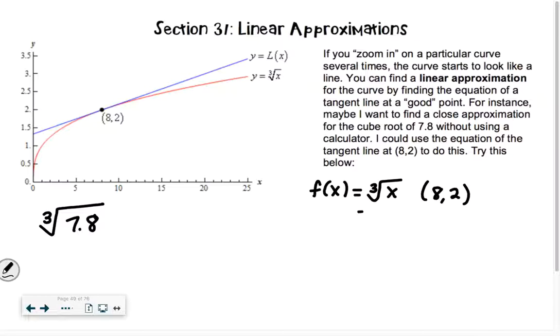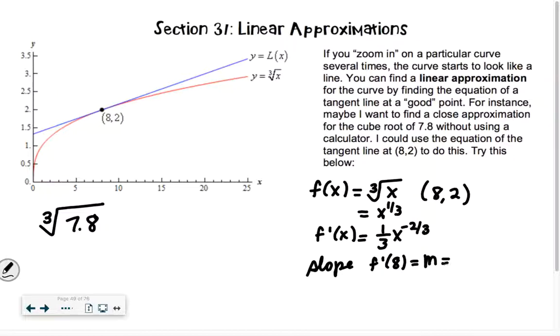I'm going to take the derivative. The cube root of x is really x to the 1/3, so the derivative is 1/3 x to the negative 2/3. Now I want to find the slope. My slope at 8 is f prime of 8, so I'll call that m. I get 1/3, and then 8 to the negative 2/3.